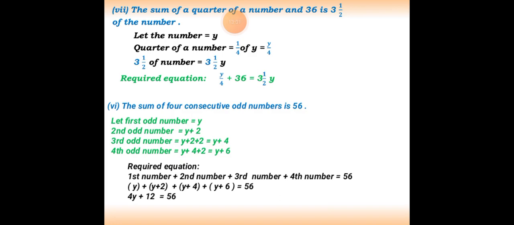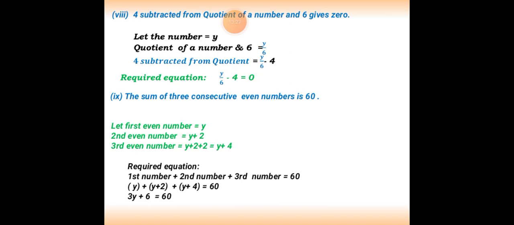The sum of 4 consecutive odd numbers is 56. So let the first odd number be y, the second odd number y plus 2, the third odd number y plus 4, the fourth odd number y plus 6. Required equation: first number plus second number plus third number plus fourth number is equal to 56. y plus y plus 2 plus y plus 4 plus y plus 6 is equal to 56. 4y plus 12 is equal to 56.